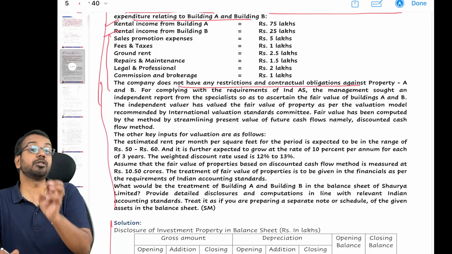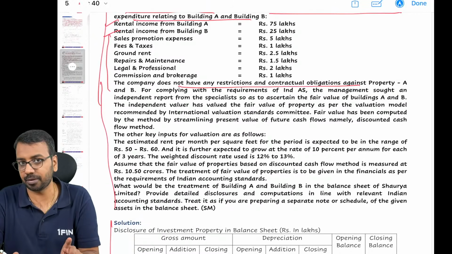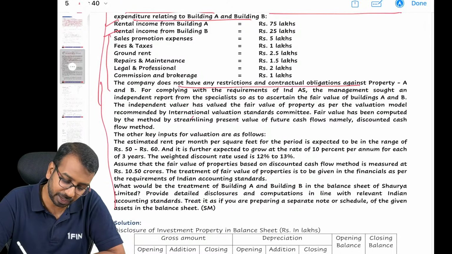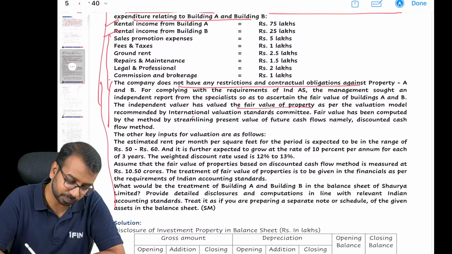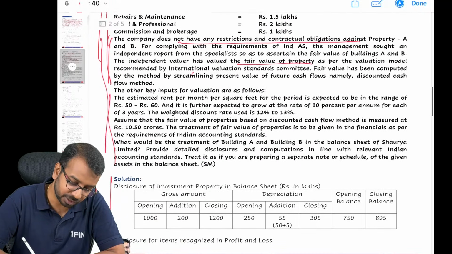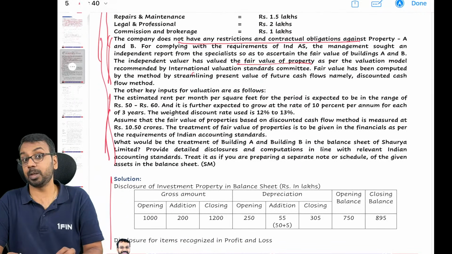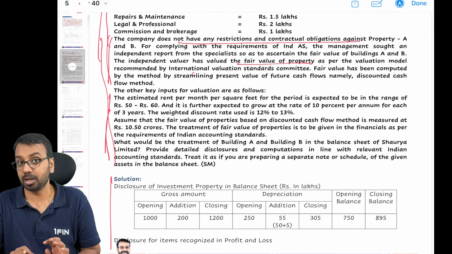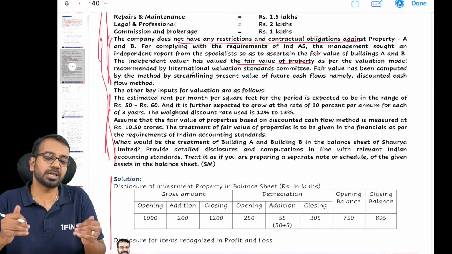We need to give fair value disclosures. We will not measure it at fair value. We need to give fair value disclosures. For the fair value disclosures, they have done some fair valuation and they have given some inputs. Now it may not be possible for us to remember everything for disclosure purposes in the examination, but at least we can do as much as we can.